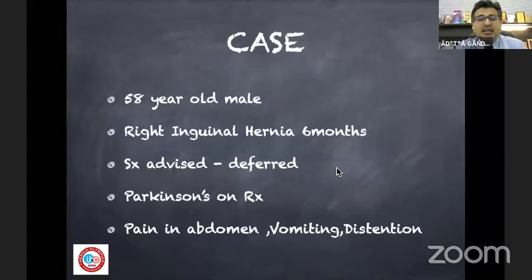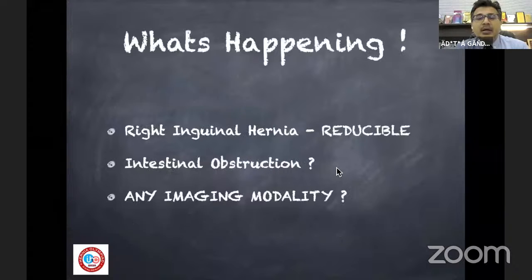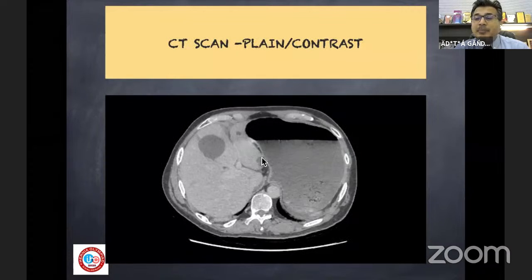Surgery was advised. It was deferred. Parkinson's, he was on treatment for that. He came with pain in abdomen, vomiting and distension. So he has a hernia on the right side. He has not come for the surgery, and now he suddenly comes with pain in abdomen. He's got a right inguinal hernia, which clinically is reducible, and the patient has come in obstruction. So I'm putting in the CT scan. Everyone else can see and tell me what is happening.